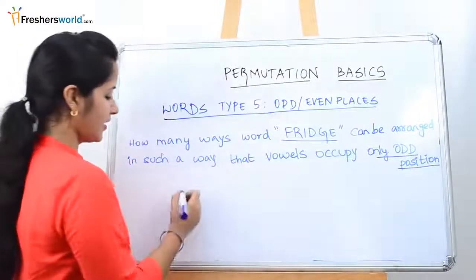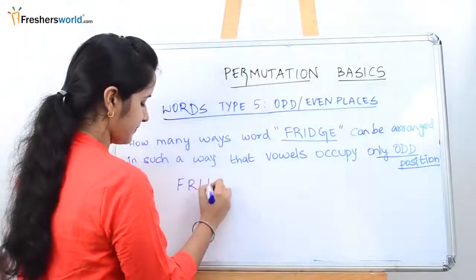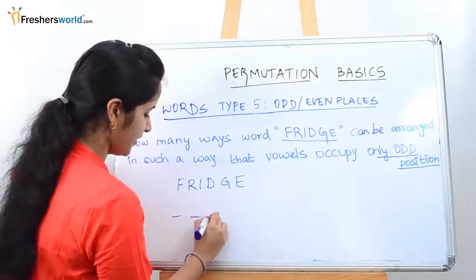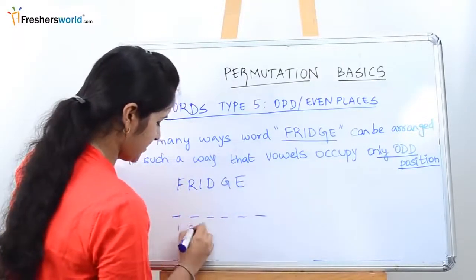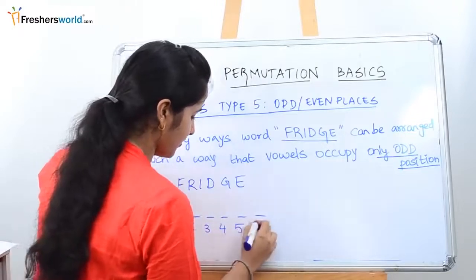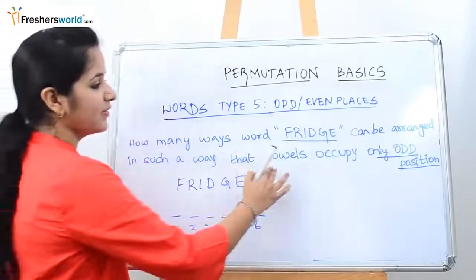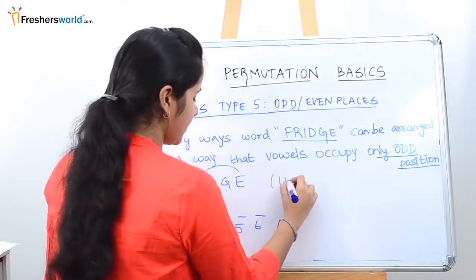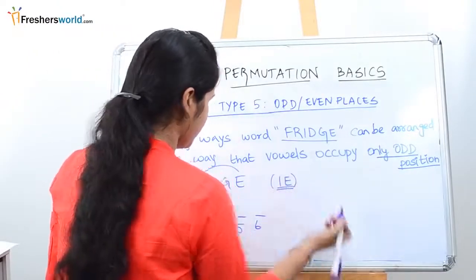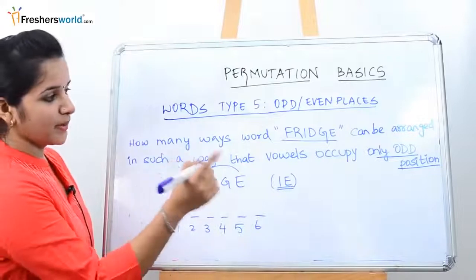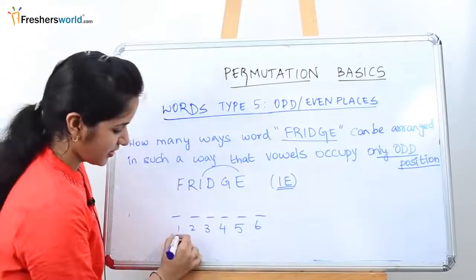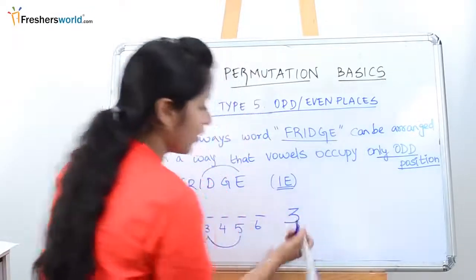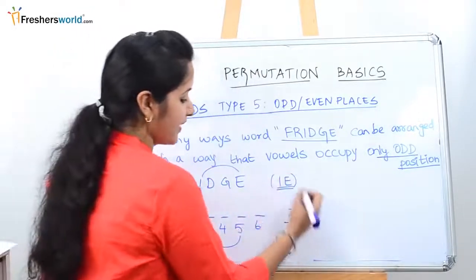So they have given the word fridge. How many places are there? We do have 6 places. Just number them for your own information. They are telling that vowels occupy only odd positions. What are the vowels here? We have I and E, so we have 2 vowels. They are saying that they occupy the odd positions. What are the odd positions here? 1, 3 and 5. So we have 3 positions out of which 2 vowels have to be arranged.